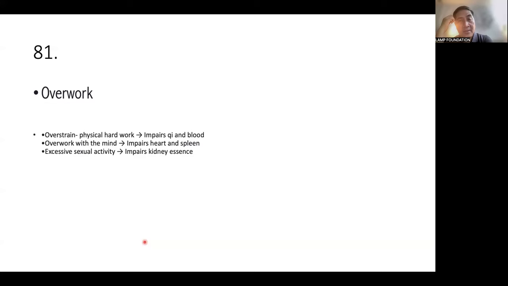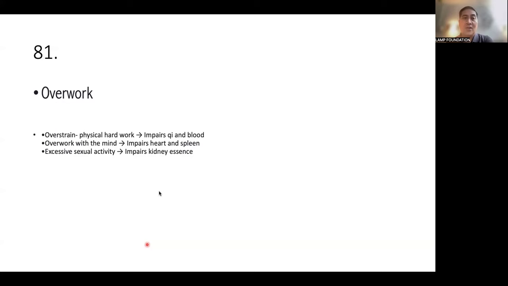Overwork with the mind, affected din yung heart and spleen. Kaya tumataas yung sugar, nagkakaroon ng heart issues. Excessive sexual activity, it will impair kidney essence. Kasi overwork din yan eh, excessive sexual activity.